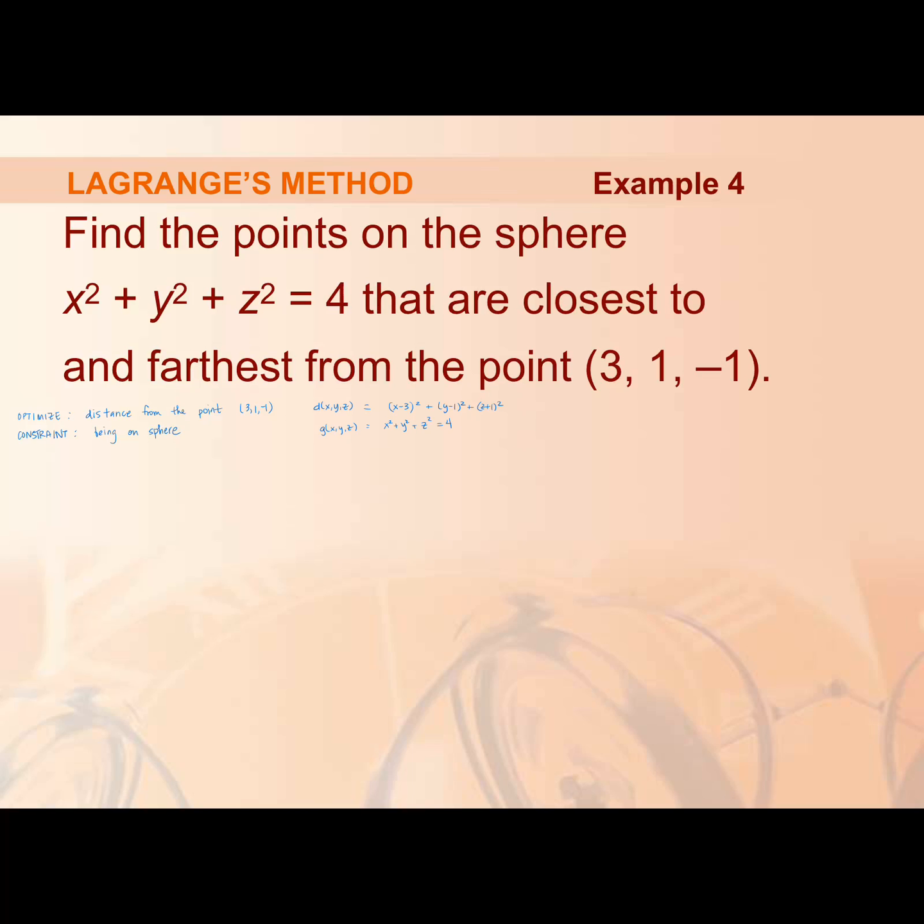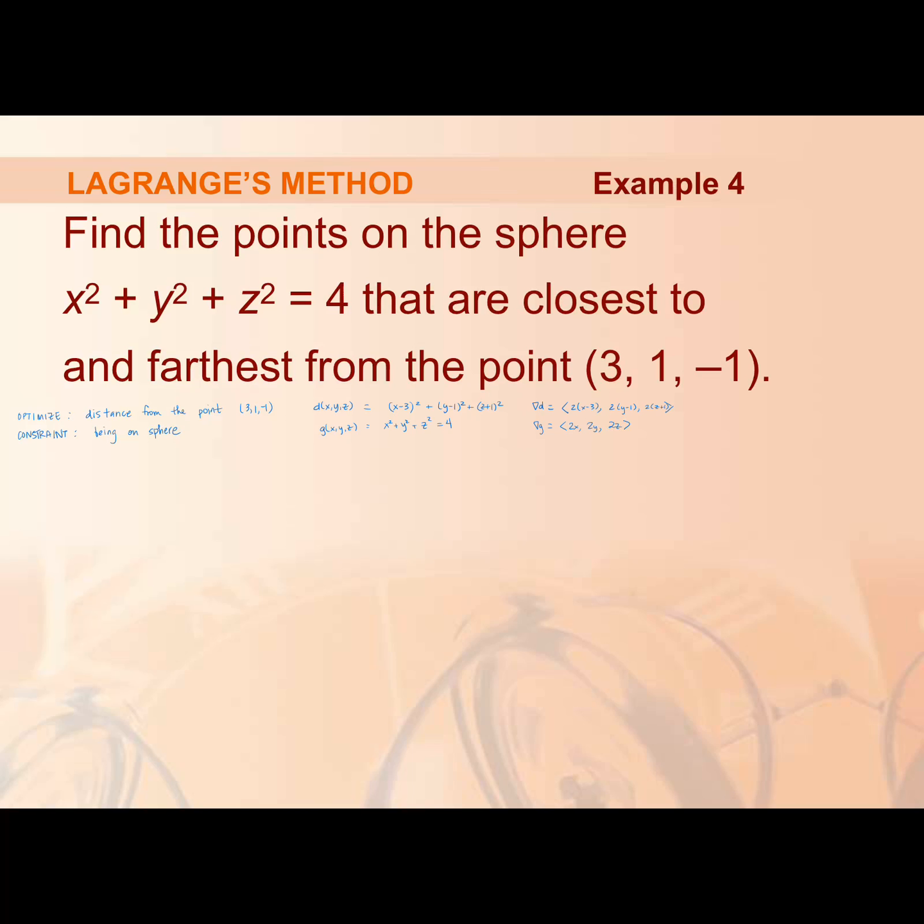Okay, so now let's do that. If we do this, what is our gradient? The gradient of d is going to be 2 times (x minus 3), 2 times (y minus 1), 2 times (z plus 1). And the gradient of g is going to be 2x, 2y, 2z.